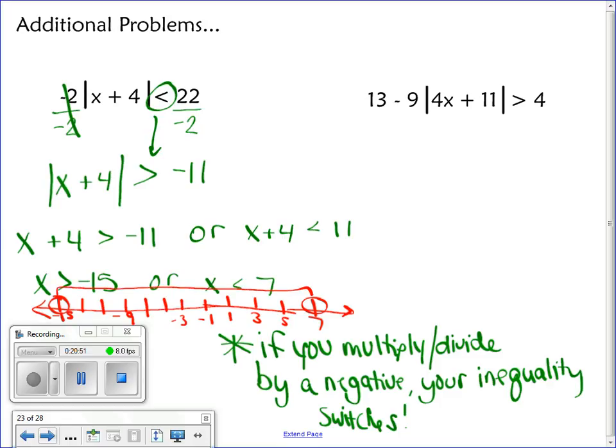What? It's not all real numbers. Because anything less than -15 doesn't work. Anything greater than 7 doesn't work. So only the numbers that work in here are just the numbers in between here. What?